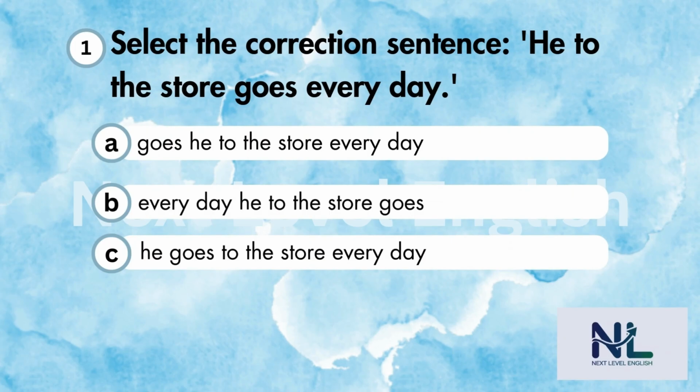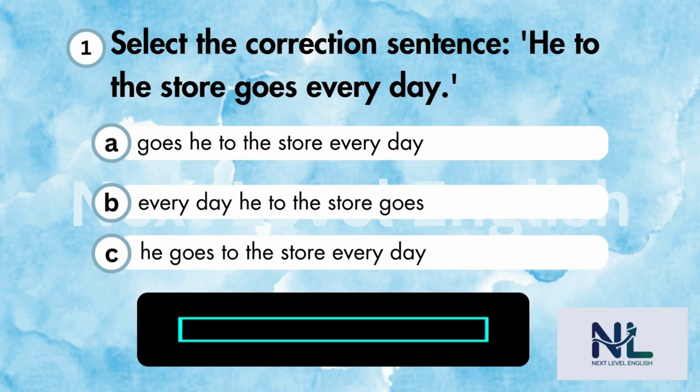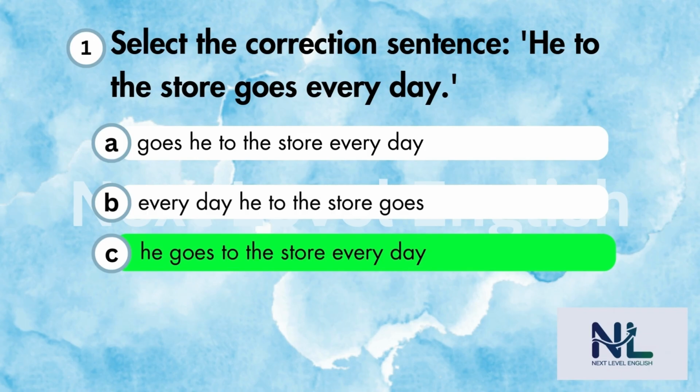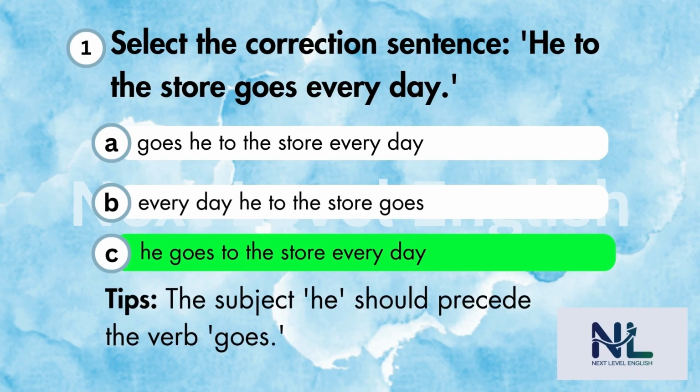1. Select the correct sentence. He to the store goes every day. He goes to the store every day. Tips: the subject he should precede the verb goes.